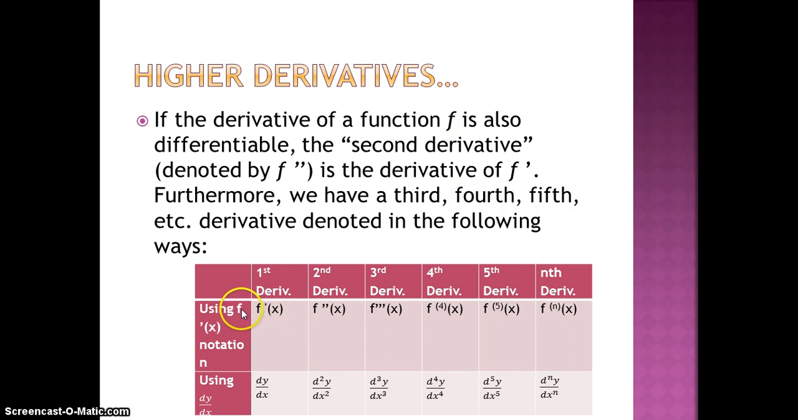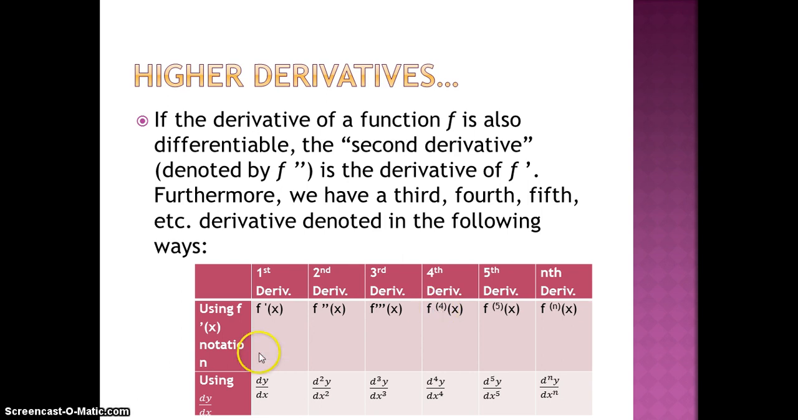So if we're using our f prime notation, that would mean that our first derivative would be f prime of x, second derivative would be f double prime of x, third derivative f triple prime. After a while, we get tired of writing those little tick marks, so we end up just writing the fourth derivative with a little 4 and the fifth derivative, and so on.